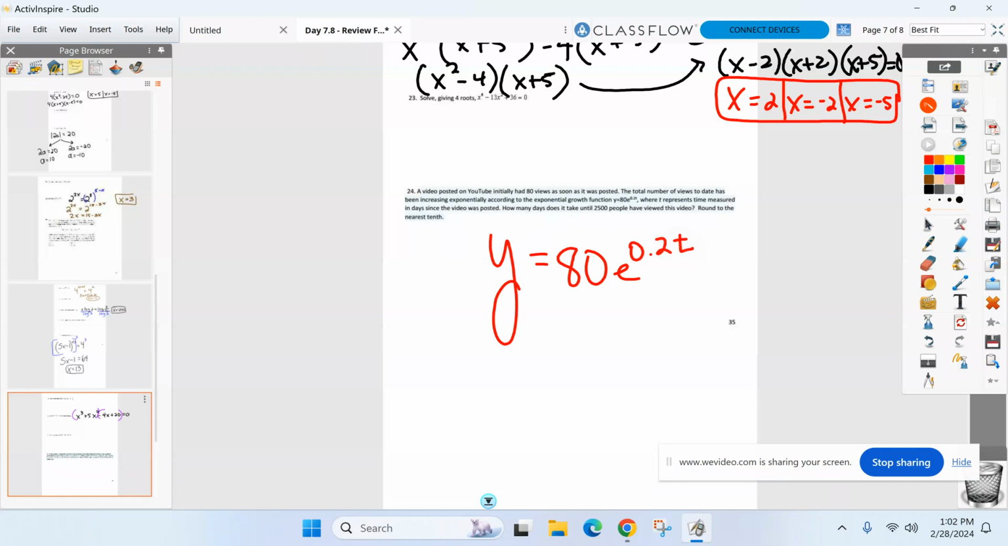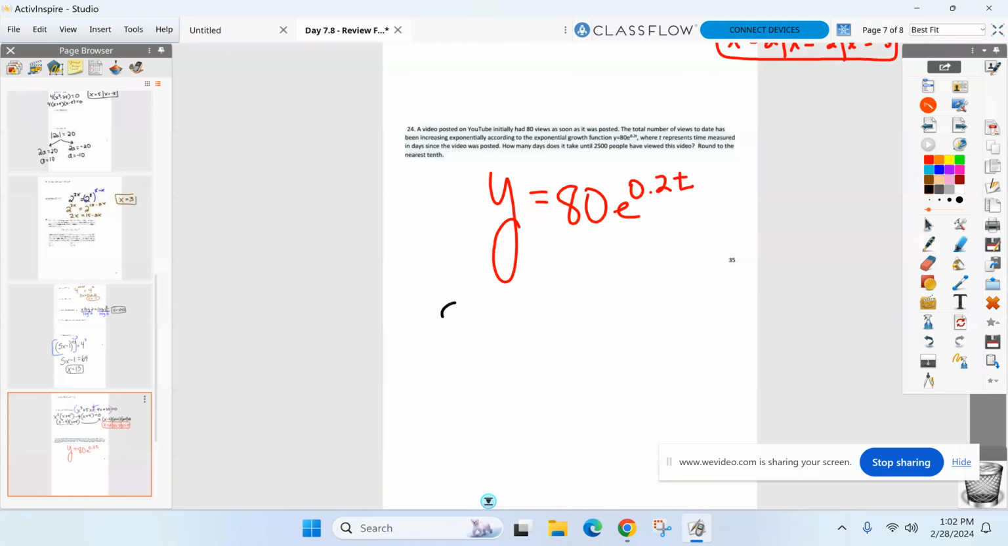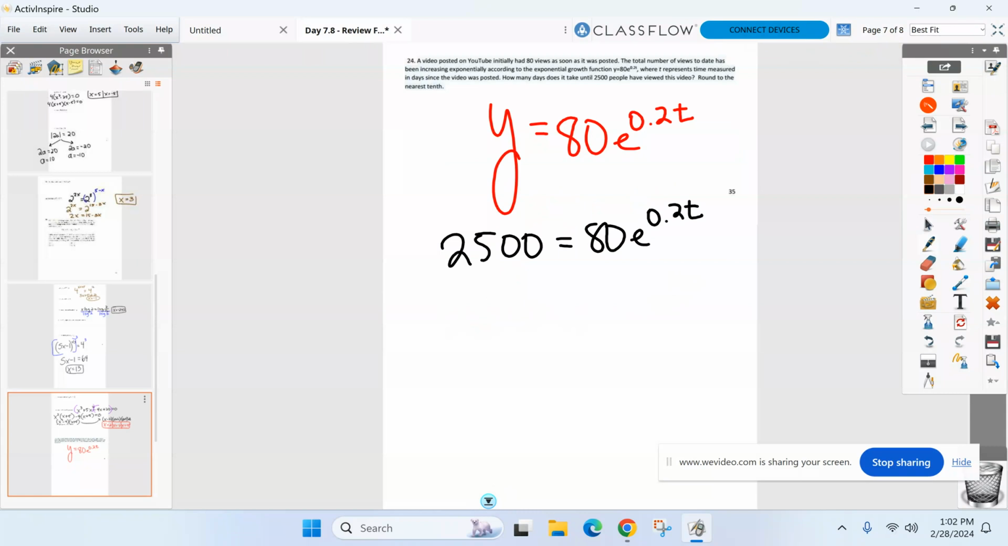All right, where is that 2,500 going to go there, Ethan? Sub it in for Y. Yep, sub it in for Y, good. And we're solving for T. T looks like it's in the exponent there, Ethan, so I'd like to say logs are going to be involved, but I know you better, so I know what's going to be involved instead here. But can't do anything until it's by itself. Divide by 80. Yep, don't do anything until the base and exponent are by itself.